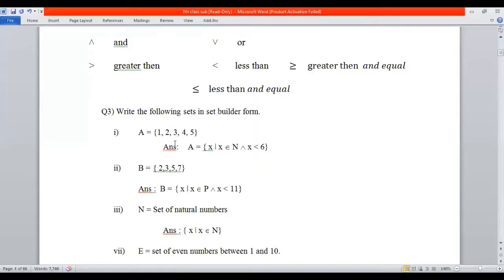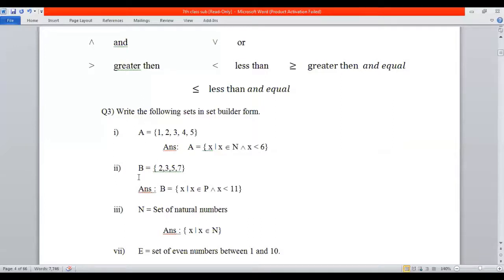So how can you represent it in set builder notation? The same name, A, an equal sign and then the bracket starts with x. x is used for these elements. x such that x belongs to natural numbers and x is less than 6, because we are given up to 5, from 1 to 5. So 1 to 5 natural numbers are given, which means x is less than 6.